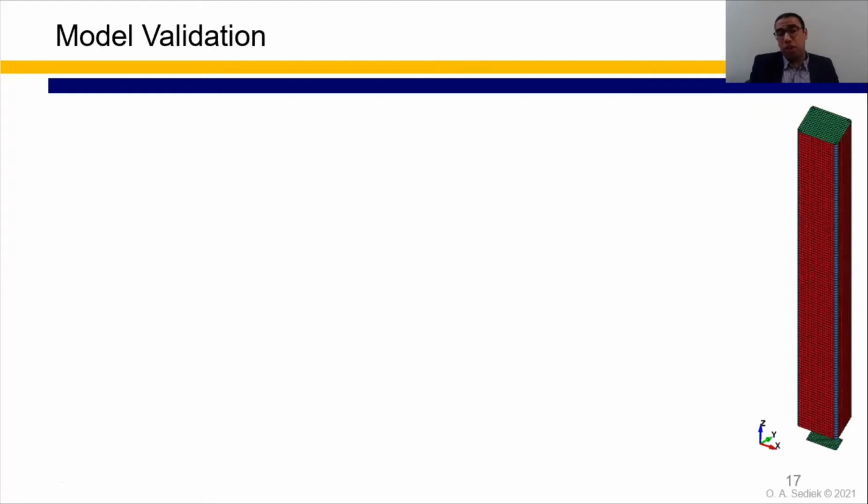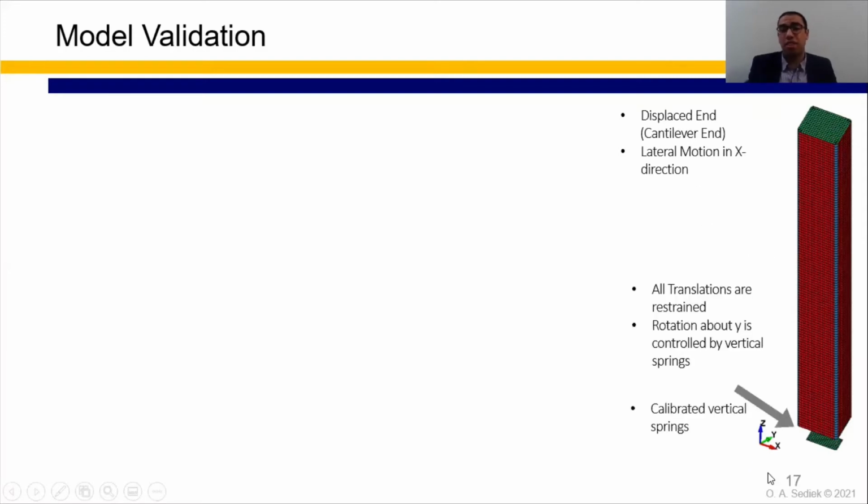So the first step actually was validating the finite element model against the results from a cyclic test on HSS beams that happened here in University of Michigan. So this is the model for the studied HSS beam. As we can see here, the beams were cantilevered vertically. This is the displaced end, or the cantilever end. And to simulate the fact that there is no 100% fixation in real connections, we used these 2 calibrated vertical springs to simulate the flexibility in the bottom connection of the steel beams.